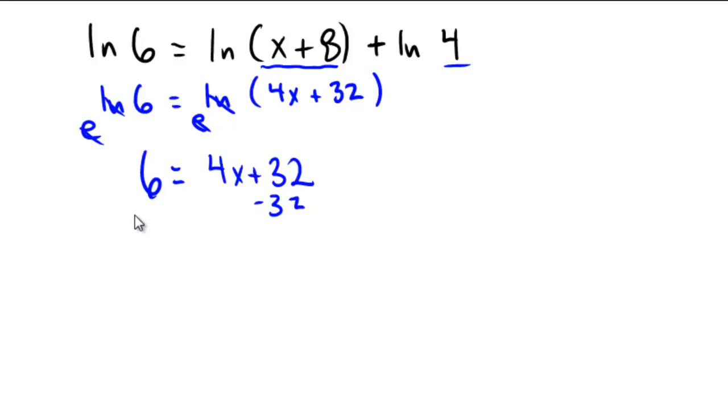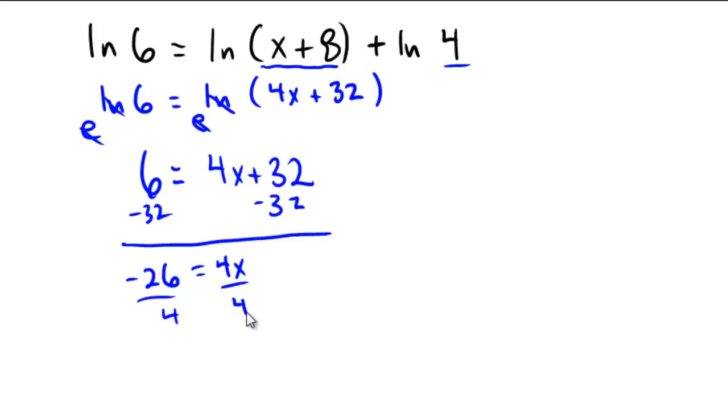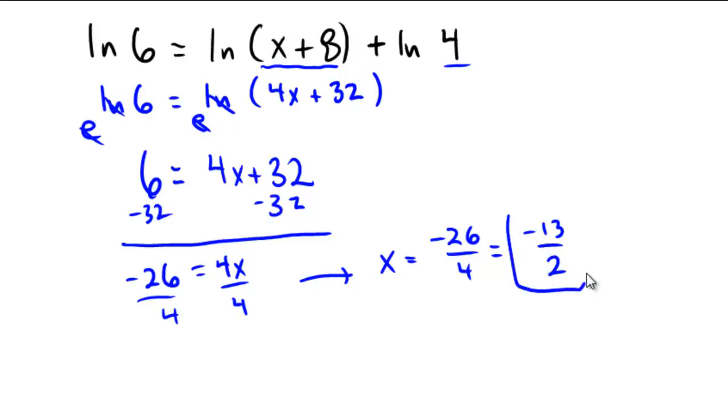Subtract 32 from both sides. And 6 minus 32 should be negative 26, right? Negative 26 equals 4x. Divide both sides by 4, and it looks like we'll end up with x equals negative 26 over 4, which I can reduce a little bit more to negative 13 over 2. So it looks like negative 13 over 2 is the answer.